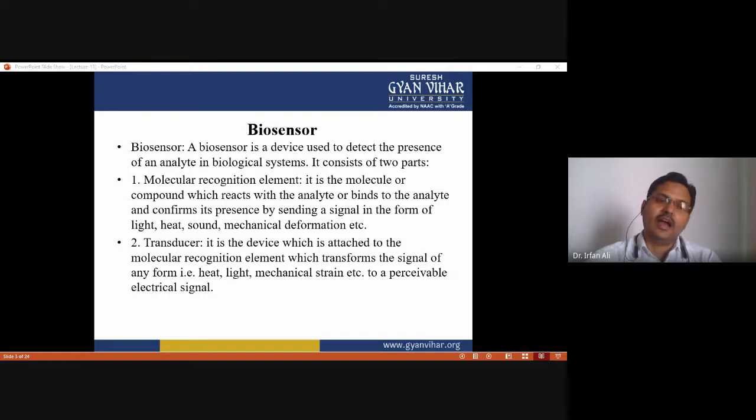The second part of the biosensor is the transducer, which is a very important part. The transducer is the device which is attached to the molecular recognition element. The transducer transforms the signal of any form like heat, light, or mechanical strain to a perceivable electrical signal, so that someone can read data in digital form by the use of the biosensor.